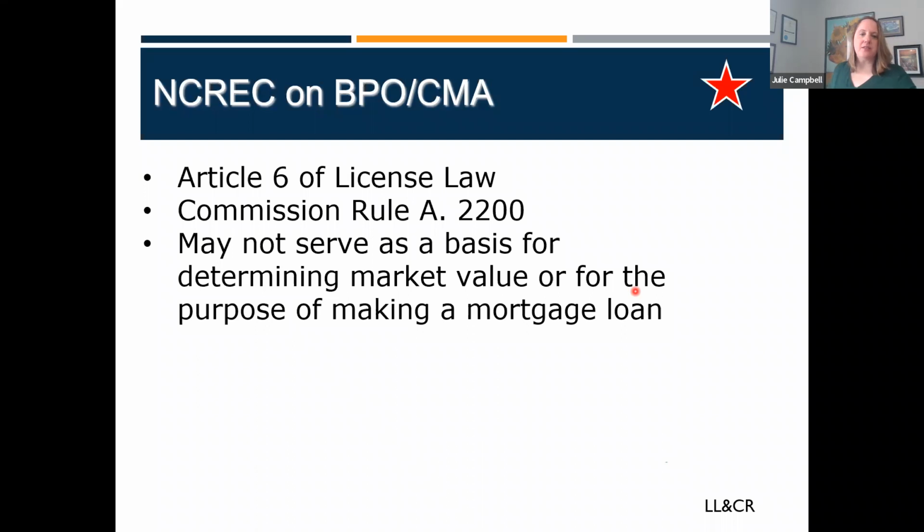We cannot do a CMA or a BPO for the basis of determining market value. Again, y'all take the word value out of your vocabulary right now. We can also not do a CMA for the purpose of making or originating a loan. That's the appraiser's job, to give their opinion of value. That's the appraiser's job to notify the lender what they think their opinion is.